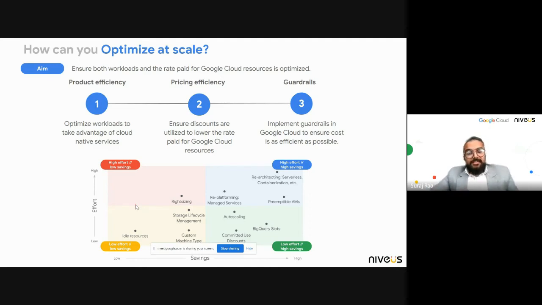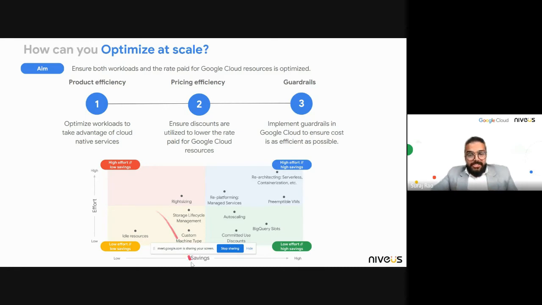Looking at storage lifecycle management, you might have a lot of data residing in your object storage or BigQuery, right? And that data could be residing in the cloud just for compliance purposes. If that is the case, it's not necessary to store this data in a quickly accessible cloud storage class. Instead, you can just move it to lower storage classes to reduce the storage cost.